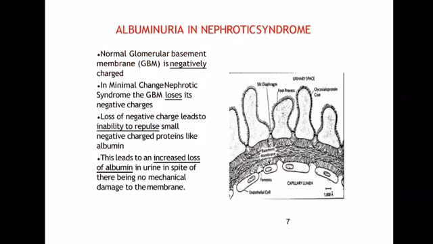But in minimal change nephrotic syndrome, the glomerular basement membrane loses its negative charge, and this leads to the inability to repel small negatively charged proteins like albumin. So this leads to increased loss of albumin in the urine in spite of there being no mechanical damage to the membrane. Due to loss of negative charge alone, there is increased loss of albumin from the blood to the urine.